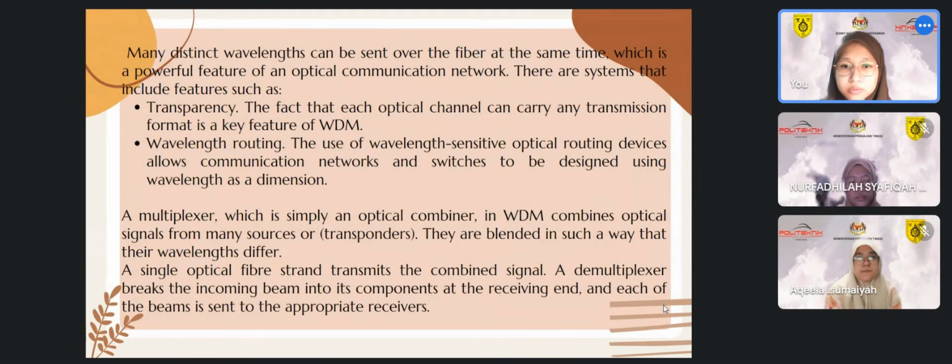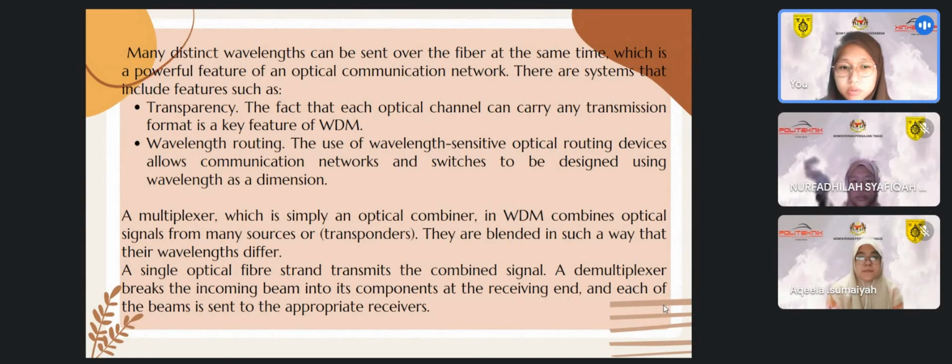Many distinct wavelengths can be sent over the fiber at the same time, which is a powerful feature of an optical communication network. A key feature of WDM is transparency, the fact that each optical channel can carry any transmission format. Wavelength routing, the use of wavelength-sensitive optical routing devices, allows communication networks and switches to be designed using wavelength as a dimension.